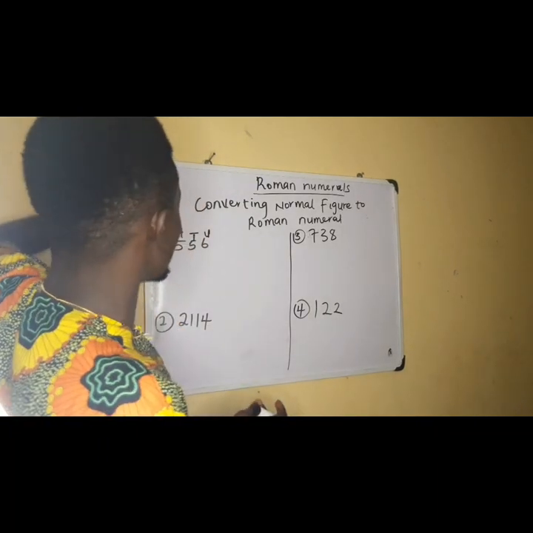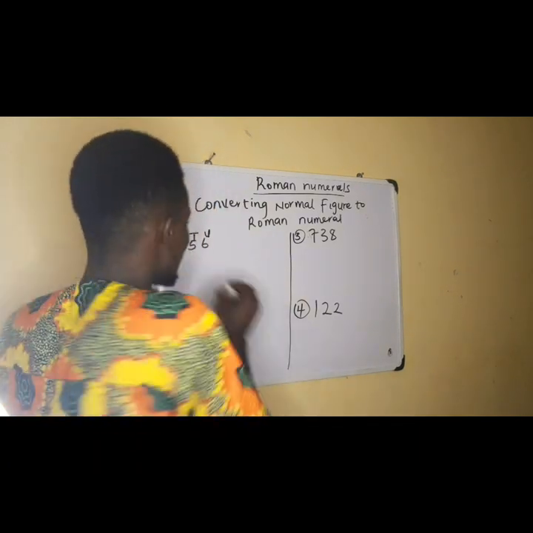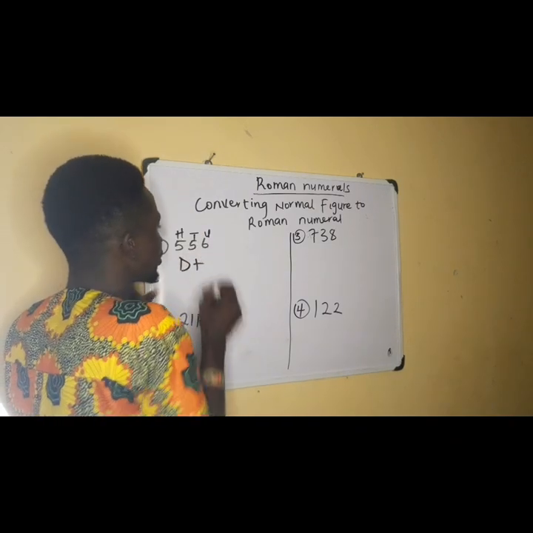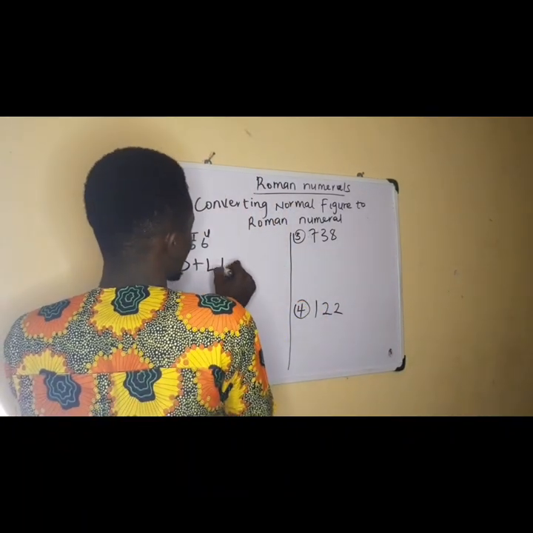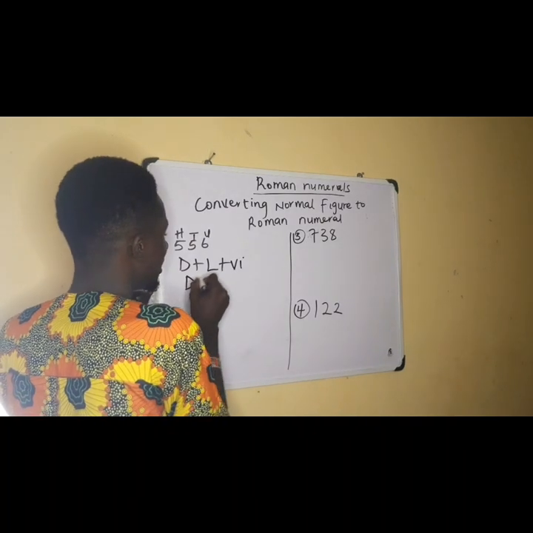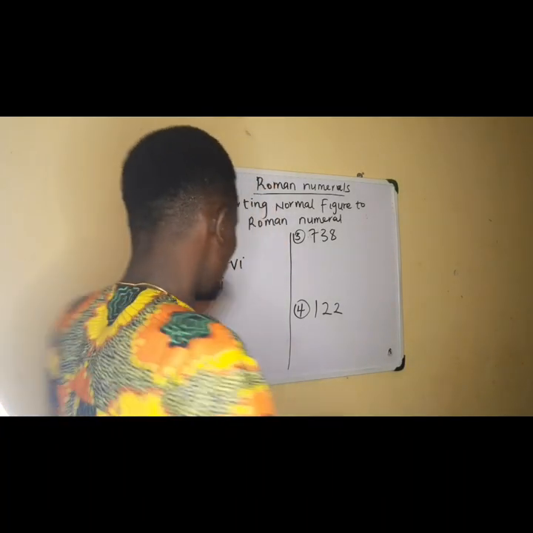So the first one is now 500. And what do we use to denote 500? D. So I'm going to write D first because it's under hundreds, 500. Plus 5 tens means 50. What do we use to denote 50? L. So I'm going to write plus L plus 6. 6 simply means what? VI. So I'm going to write VI. If I join all of them, it's going to give me DLVI. So I'm done. Okay? Move on to the next question.